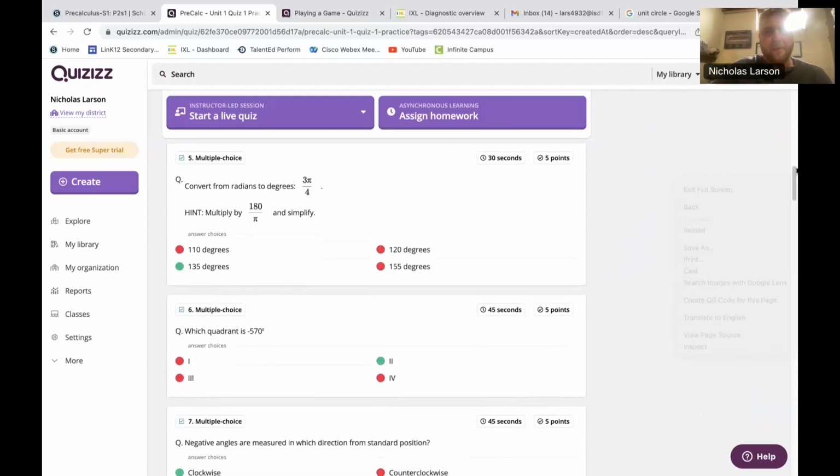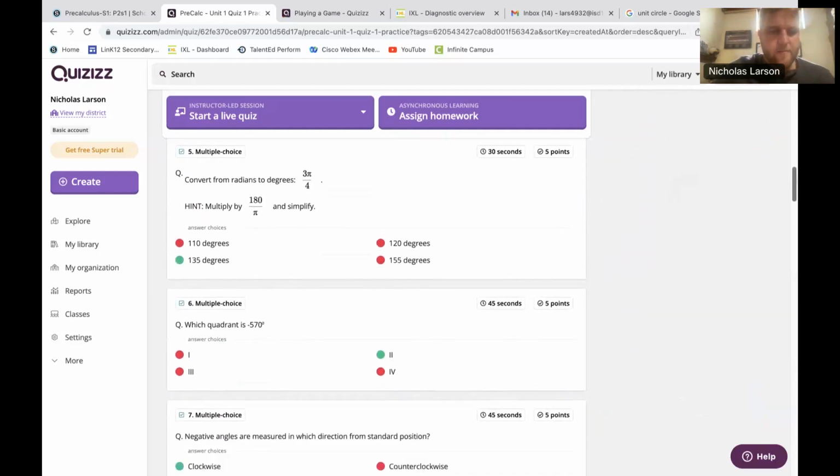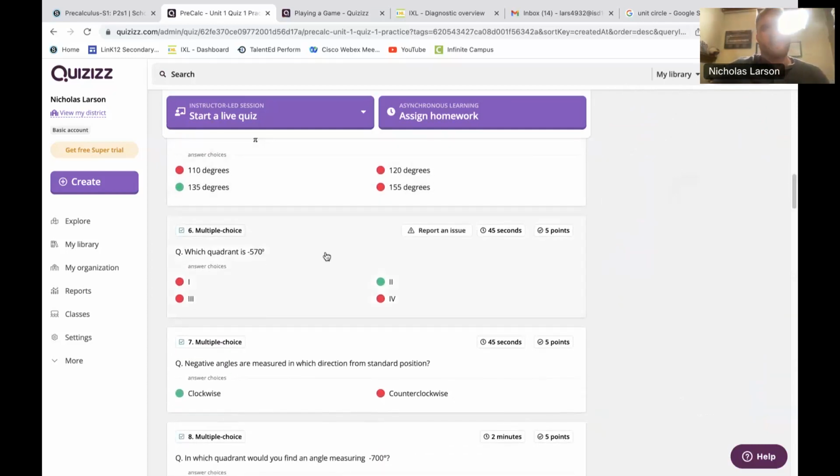Very important to keep those two things straight. We talked about the quadrants. Again, a negative 570. So that means it's going to go all the way around once. 360 plus 180. Well, 360 plus 200. So I know it's over that half point line, it's only negative 360 or 560. So I'd have to go a little bit more. So that would give me quadrant 2.